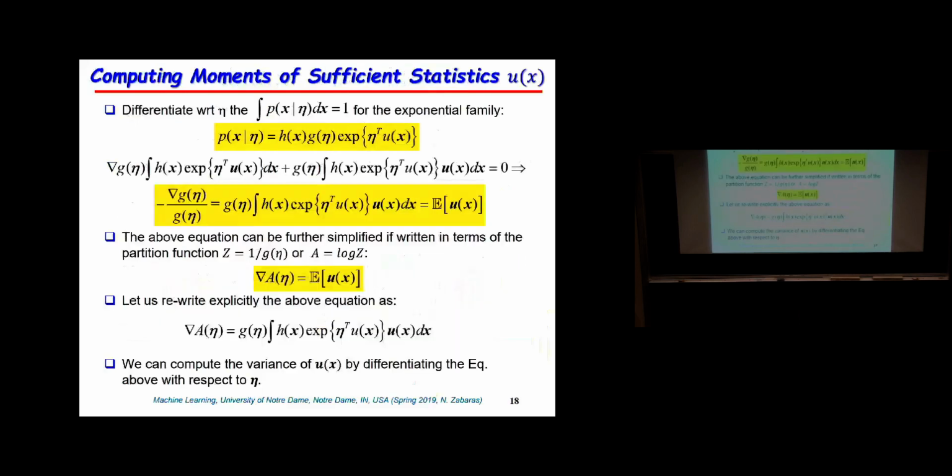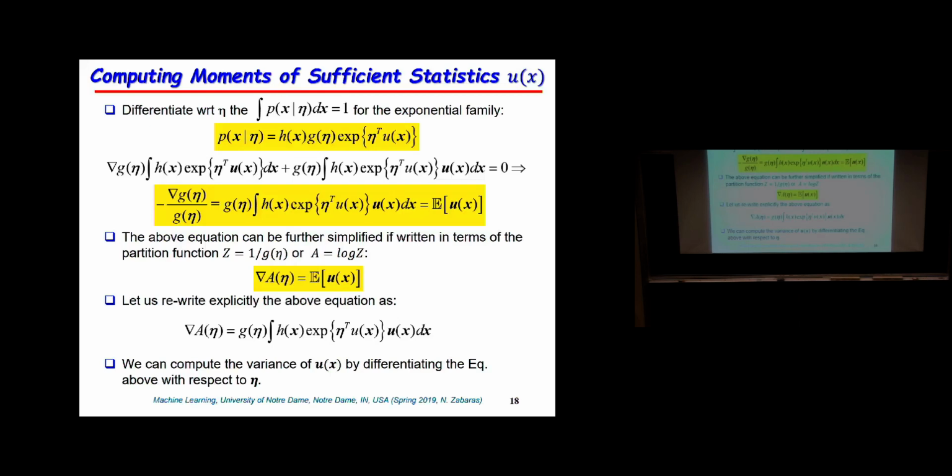All right. So let's prove this result that I used at the end of the slides of the previous lecture. A very fundamental result that is unique to this exponential family of distributions. And this result says, this is what we're going to prove, that if you take the gradient of this function a with respect to eta, this gradient comes to be the expectation of the sufficient statistics u of x.